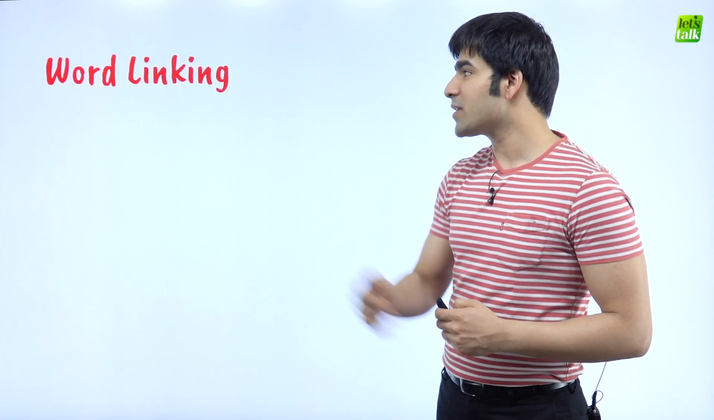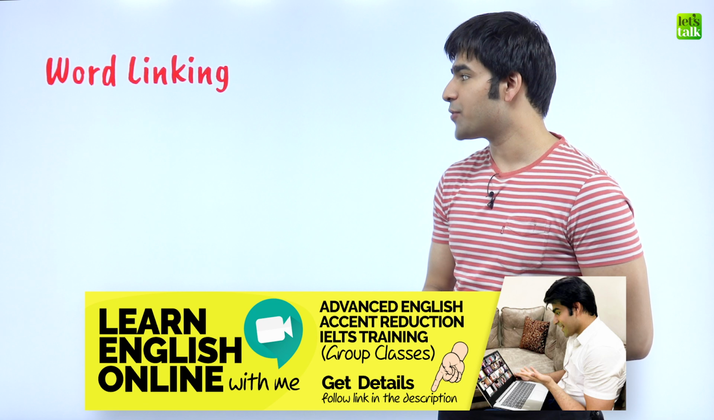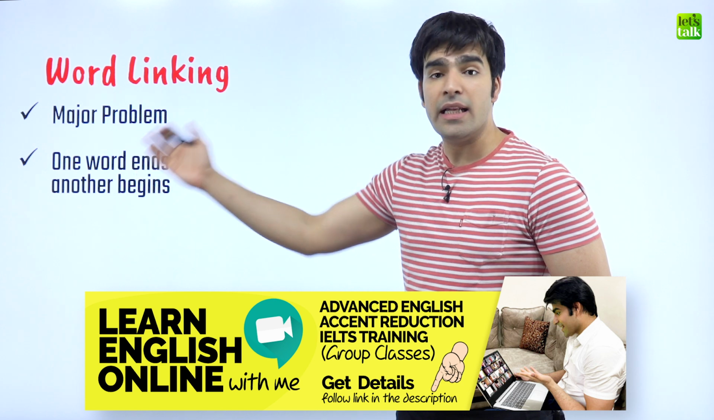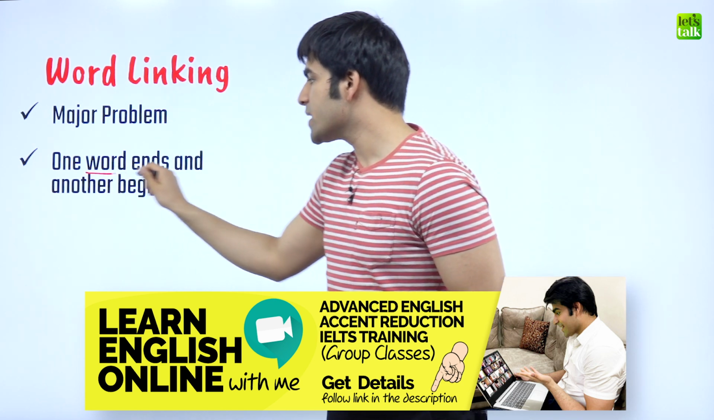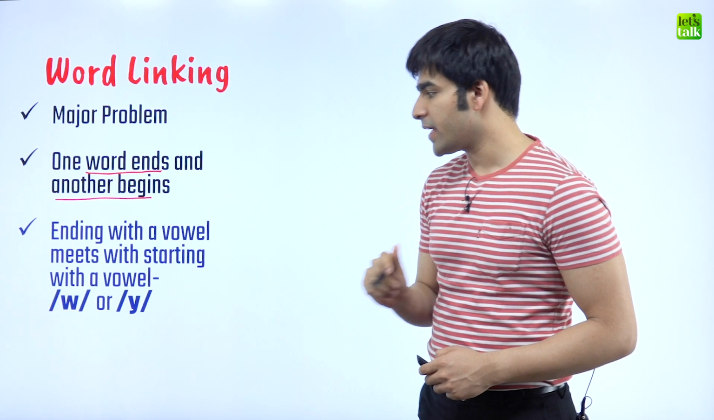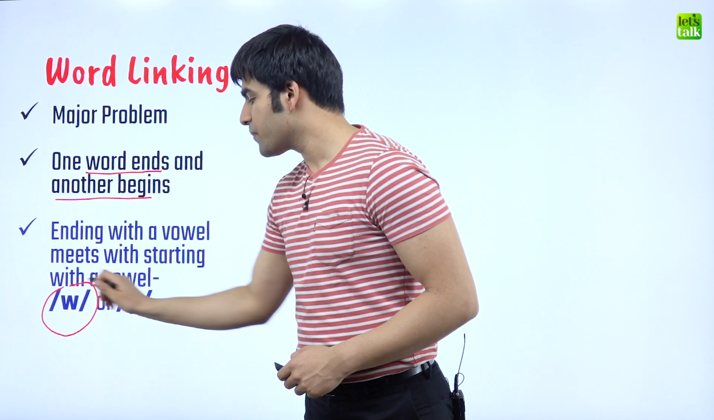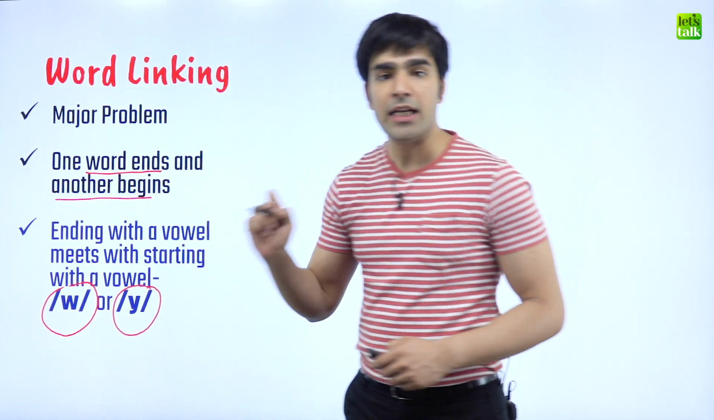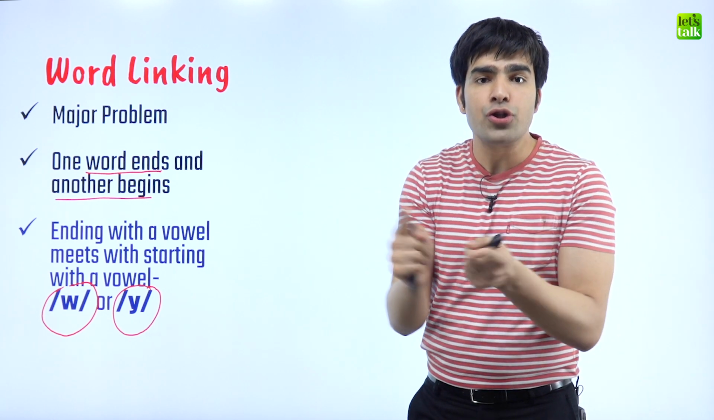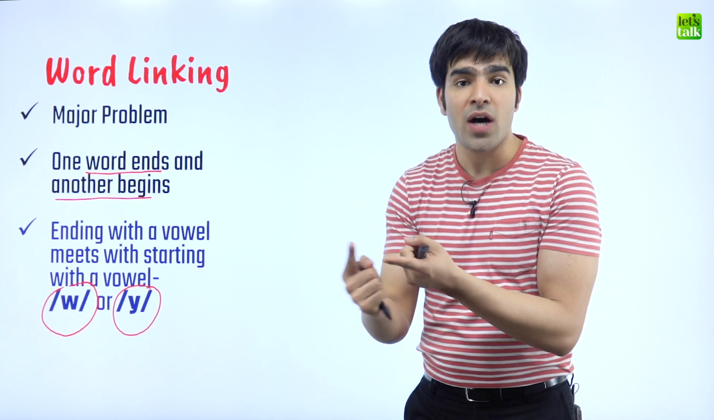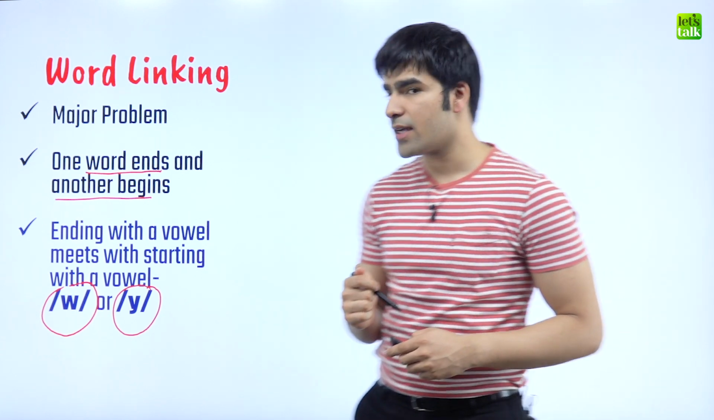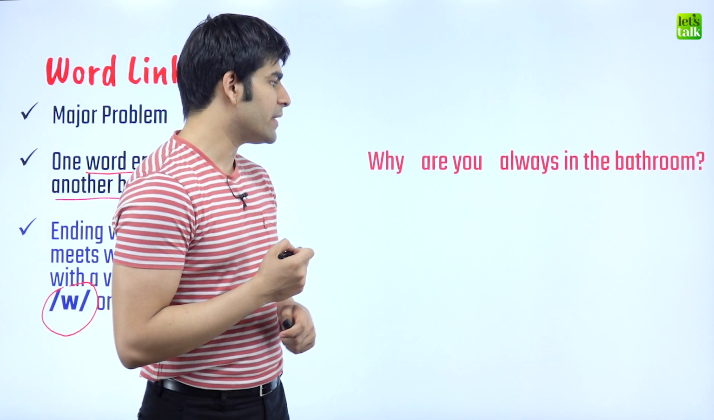The first thing that we need to understand is what linking is after all. It is a major issue when people speak in English, and linking starts when one word ends and another word begins. There are two different types of linking, the W linking and the Y linking. In today's lesson, I will show you some sentences and how two words are linked together, how the W sound is produced and the Y sound is produced. Let's get started.